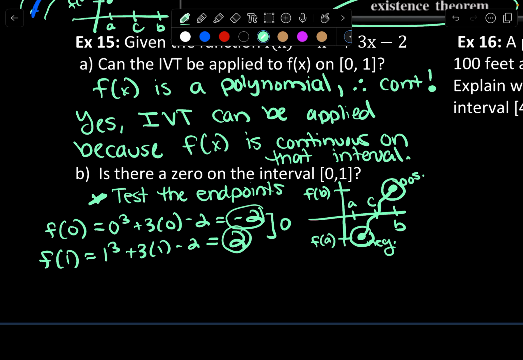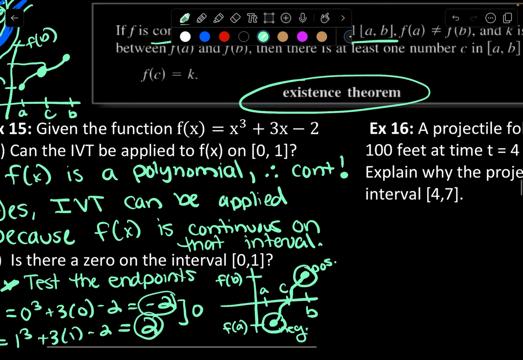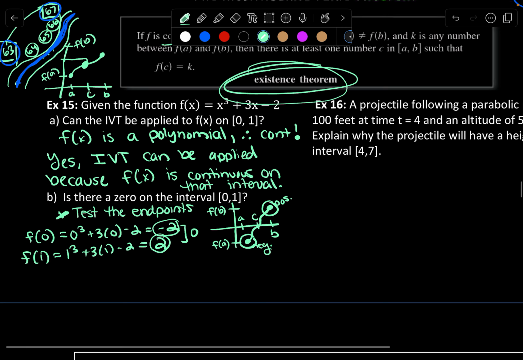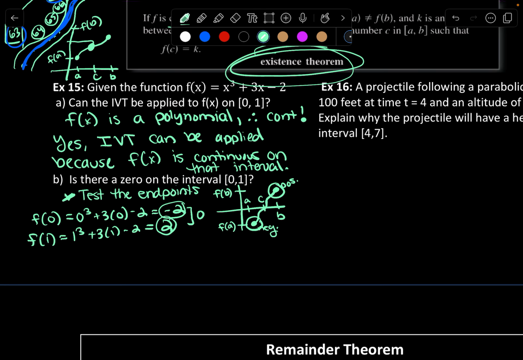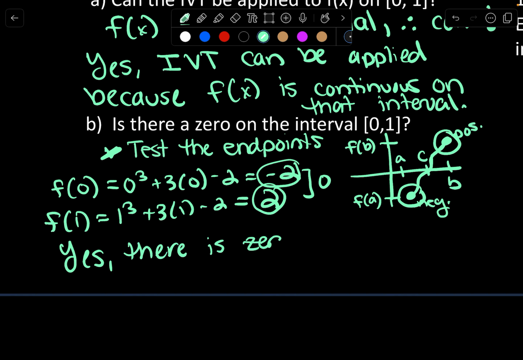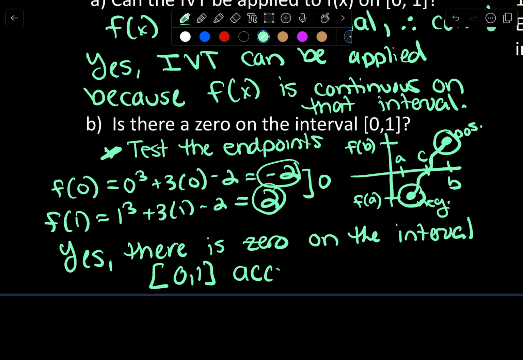I don't know when it occurs, but I don't care. It's just an existence theorem. Like we could find it if we wanted to, but that's not what it's asking, okay? This is just asking, does that point exist? And the answer is yes. There is a 0 on the interval 0 to 1 according to IVT.